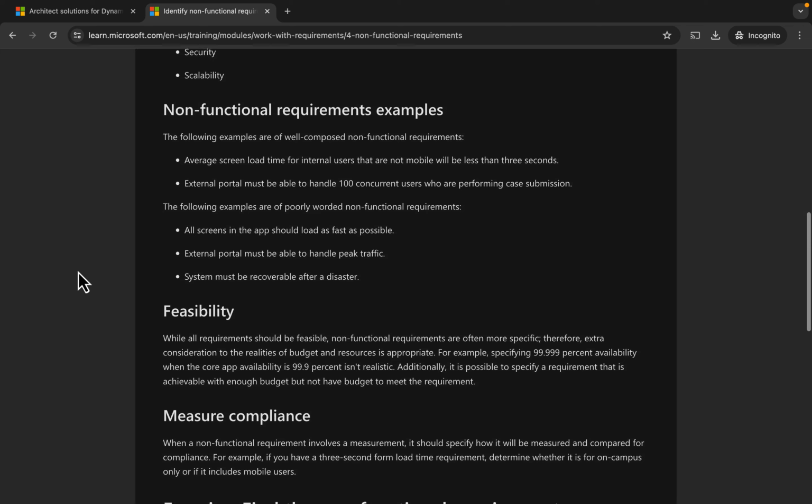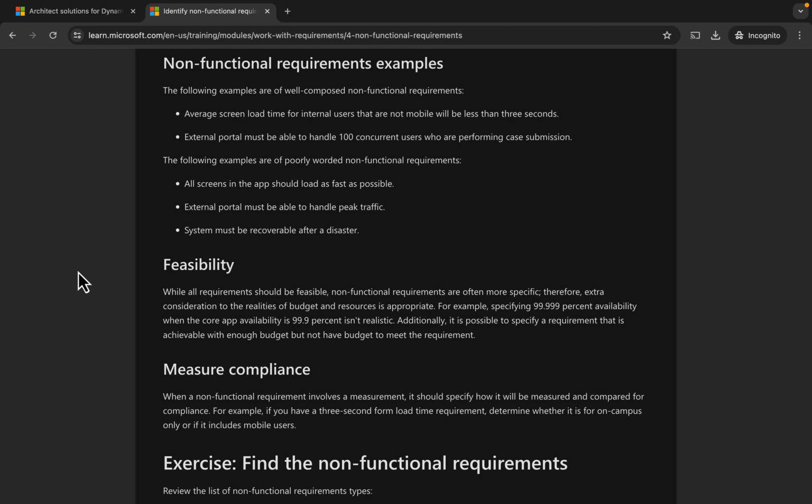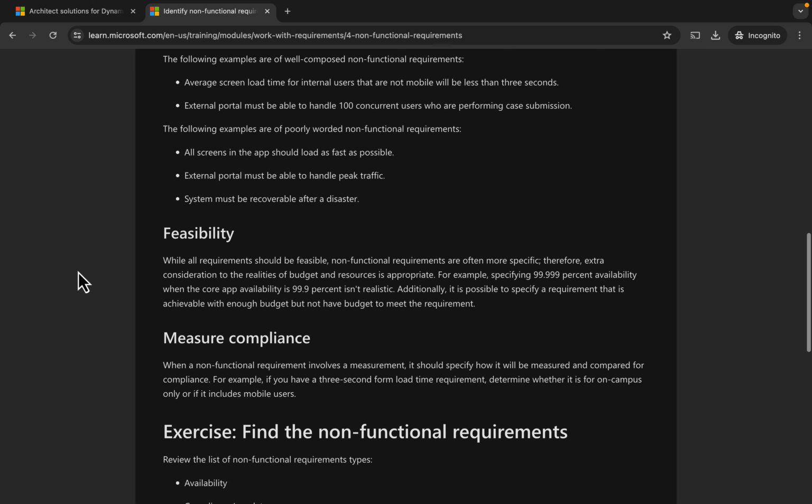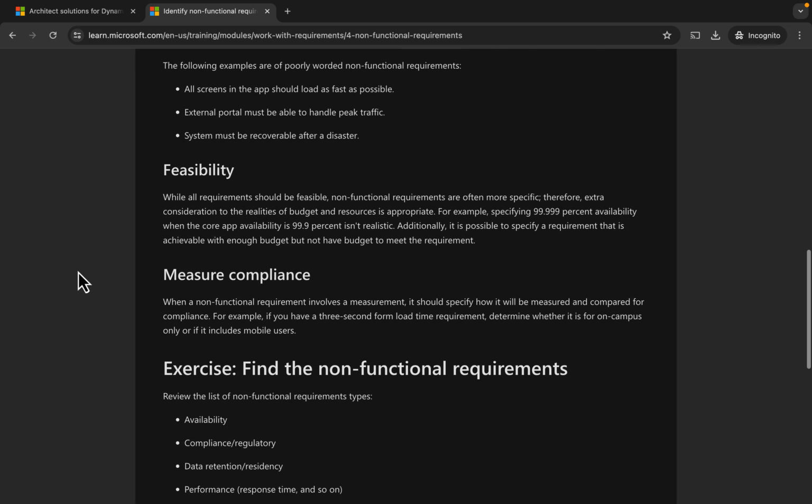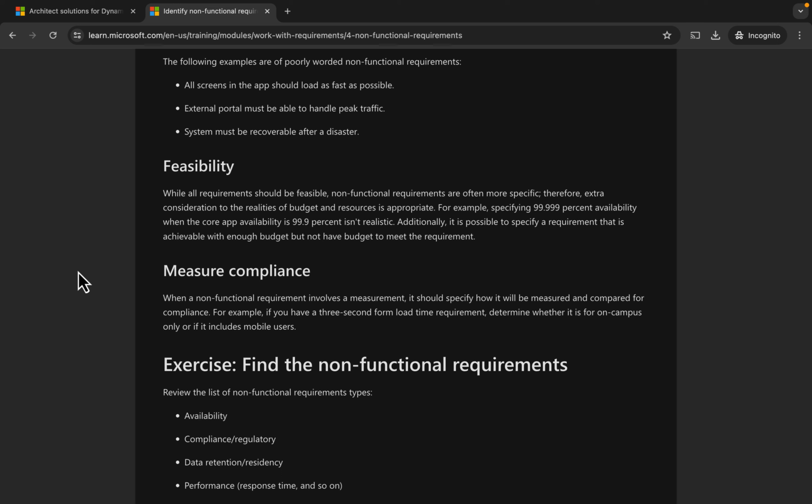Non-functional requirements examples. The following examples are of well-composed non-functional requirements. Average screen load time for internal users that are not mobile will be less than 3 seconds. External portal must be able to handle 100 concurrent users who are performing case submissions. The following examples are of poorly worded non-functional requirements. All screens in the app should load as fast as possible. External portal must be able to handle peak traffic. System must be recoverable after a disaster.